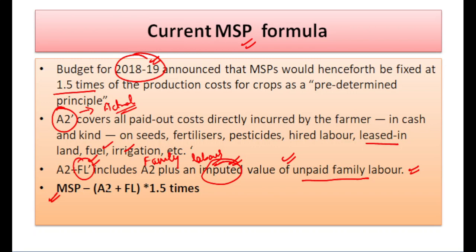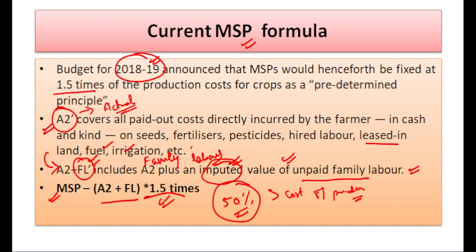So currently the MSP is given at A2 plus FL, that is these costs and the imputed family labor cost, and 1.5 times of it. So the farmer will get a margin of 50% extra over the cost of production, because it is given at 1.5 times more. So this 50% is given so that it would encourage the farmers to keep cultivating those crops, and it would also motivate the farmer to invest into technology, machinery, and other aspects, better seeds, better input aspects of the farming.